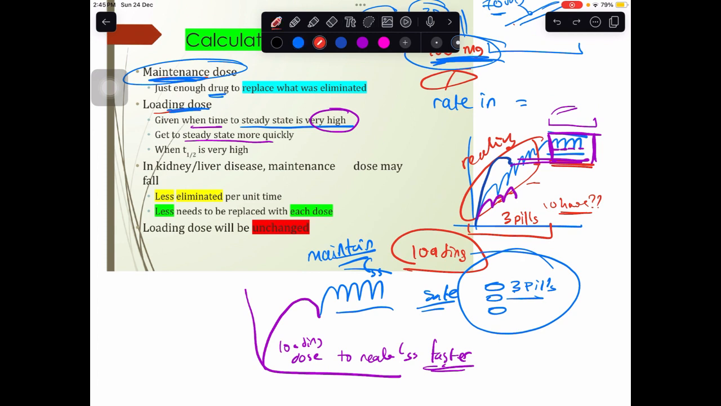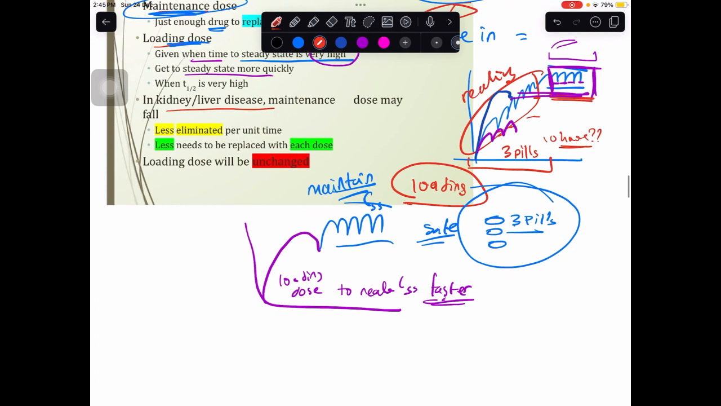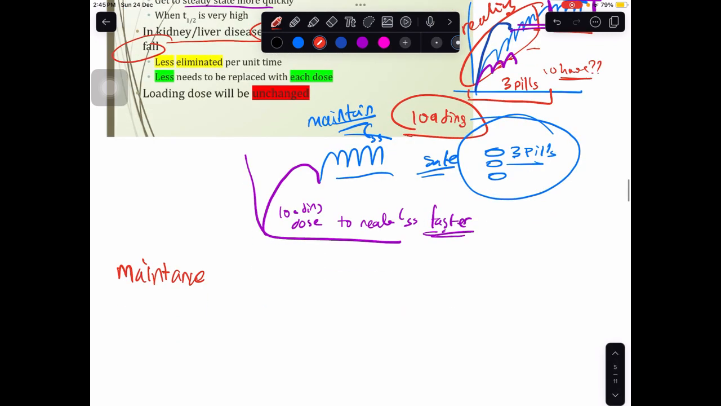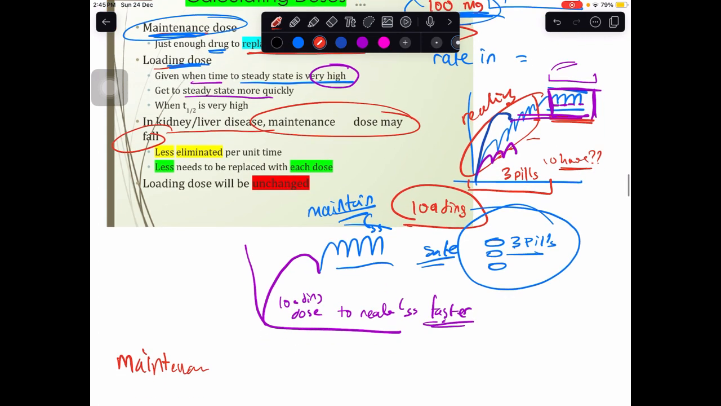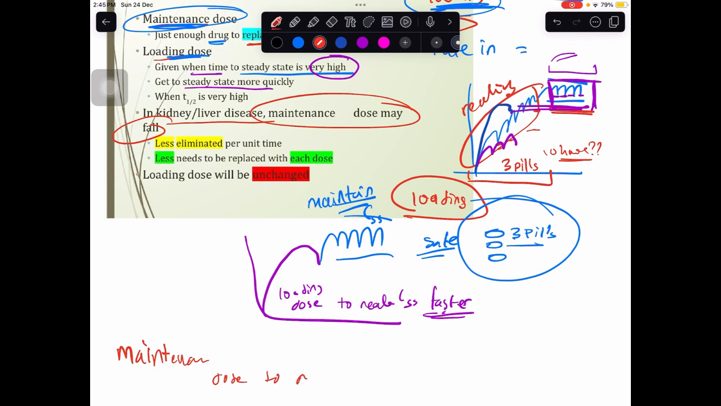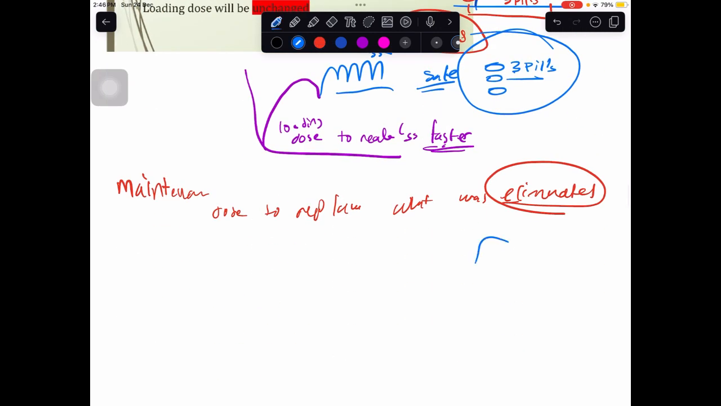Now they're telling you when there is a kidney or a liver disease, the maintenance may fall. Why? What was maintenance again? When you're understanding the meaning of the definition, it will be easy. So maintenance, we mentioned, maintenance was what? Maintenance was to replace what was eliminated. How much dose is required to replace what was eliminated? Who is doing the elimination? The kidney and the liver. Right or not? The kidney and the liver, they are doing the elimination.